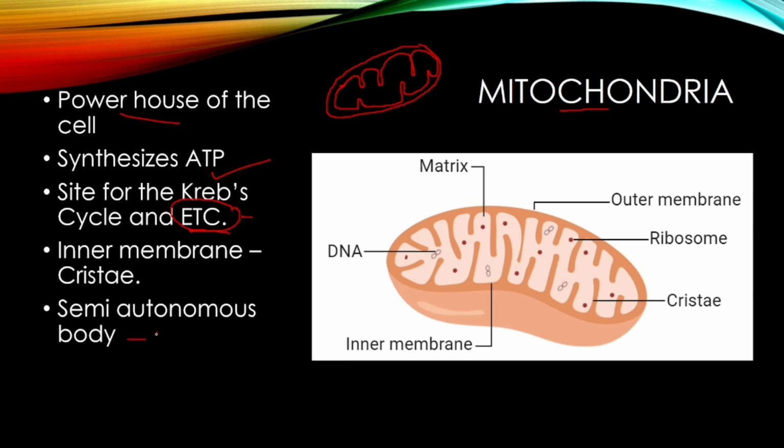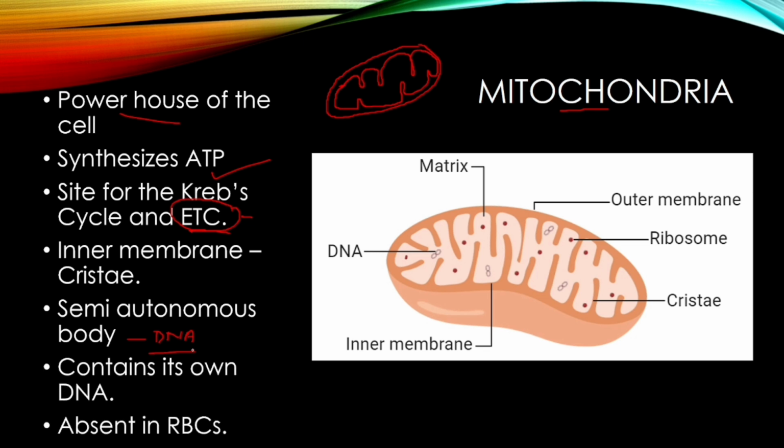Why semi-autonomous body? Because it contains its own DNA. The mitochondria and the chloroplast, they are both semi-autonomous because they contain their own DNA. Okay? And it is again absent in RBC. Why it is absent in RBC? To avoid the usage of oxygen, that is to avoid the respiratory processes.